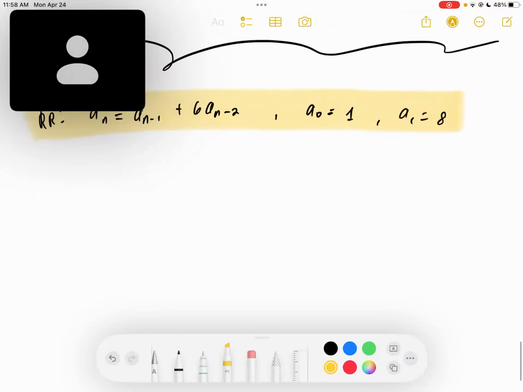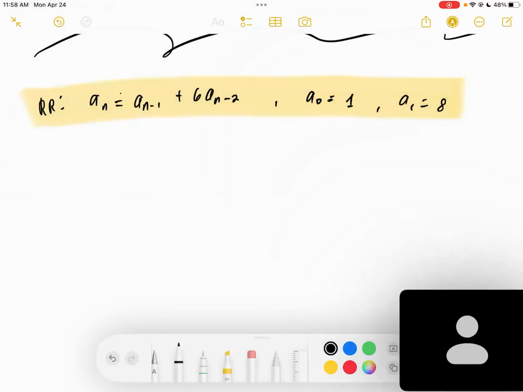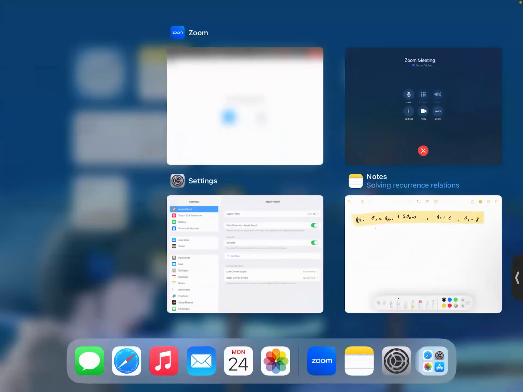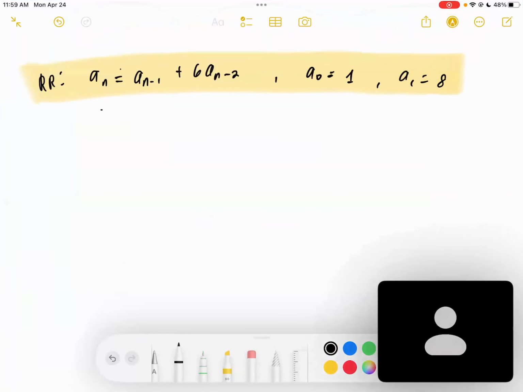So let me have this new example. Suppose we have this recurrence relation a sub n equals a sub n minus 1 plus 6 times a sub n minus 2. The two initial conditions are that a sub 0 is equal to 1 and a sub 1 is equal to 2. So it is a recurrence relation in a way that a sub n is defined by its two previous terms, a sub n minus 1 and 6 times a sub n minus 2.